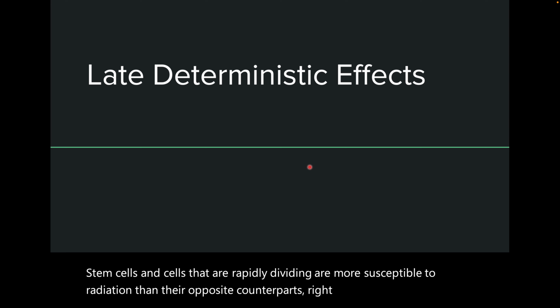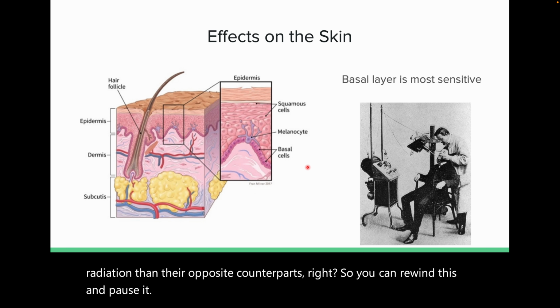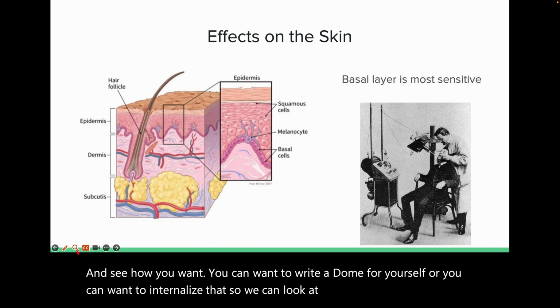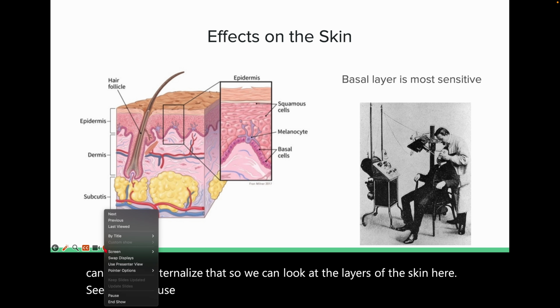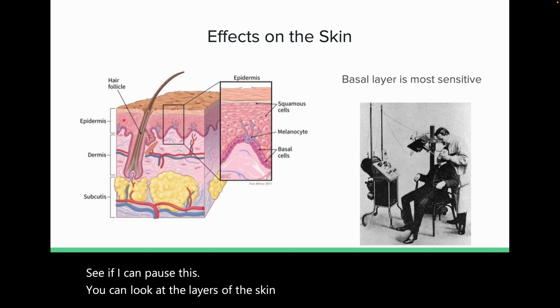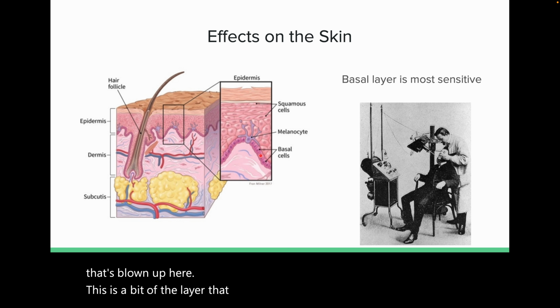So you can rewind this and pause it, and write that down for yourself, and see how you can internalize that. So we can look at the layers of the skin here. You can look at the layers of the skin, and we can see the basal layer that's blown up here. This is the layer that is rapidly dividing.